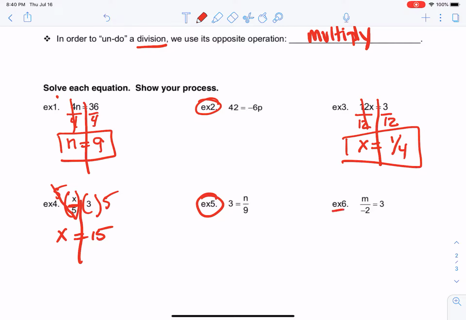And I'll try one last one with you. So again, I want to get m alone. I'm going to multiply both sides by negative 2. Do the opposite. So m is equal to negative 6.